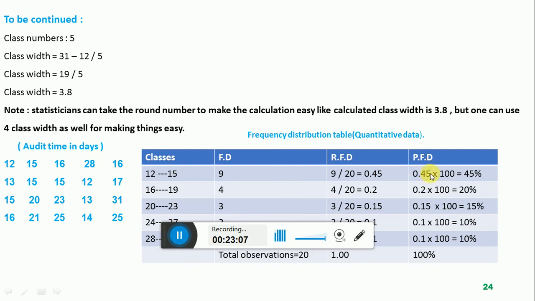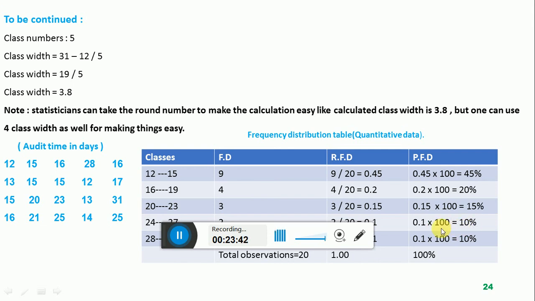So we simply multiply the 0.45 relative frequency of the class by 100 and we get 45%. Again, percent frequency of the second class: the relative frequency of the second class, which is 0.2, multiplied by 100 is 20%. Relative frequency of the third class, 0.15, multiplied by 100 is equal to 15%. Percent frequency of the fourth class: we multiply the relative frequency of the fourth class, 0.10, by 100, that is 10%.